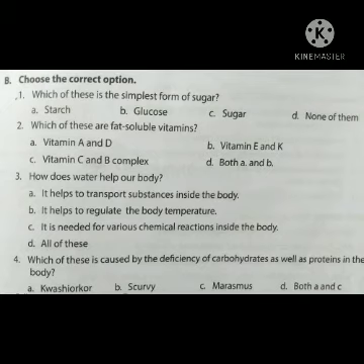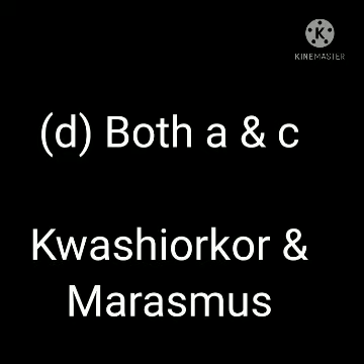4. Which of these is caused by the deficiency of carbohydrates as well as proteins in the body? Option A. Kwashiorkor. Option B. Scurvy. Option C. Marasmus. Option D. Both A and C. The answer is option D. Both A and C. That is Kwashiorkor and Marasmus.